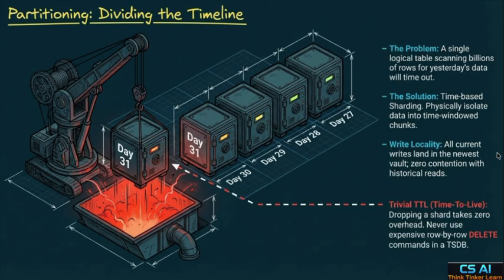Partitioning in a TSDB is about dividing the timeline. A single logical table scanning billions of rows for yesterday's data will always time out. The solution is time-based sharding. We physically isolate data into time-windowed vaults, or chunks. This creates perfect write locality. All current writes land in the newest vault with zero contention against historical reads. Plus, TTL is trivial. To delete old data, you just drop the entire file. Never use row by row delete commands in a TSDB.